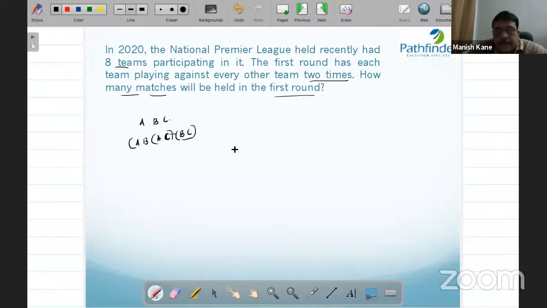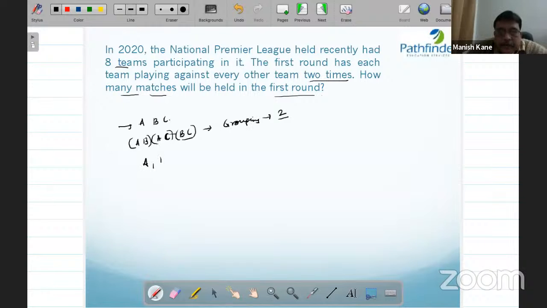right? So what is this? When teams are playing matches, we are just grouping them into groups of how many people? Into 2. This question is very similar to a question which says how many groups of 2 people you can make from 3. So how many groups of 2 people? If there were 3 people, I could make 3 groups of 2 people each, AB, AC, and BC.